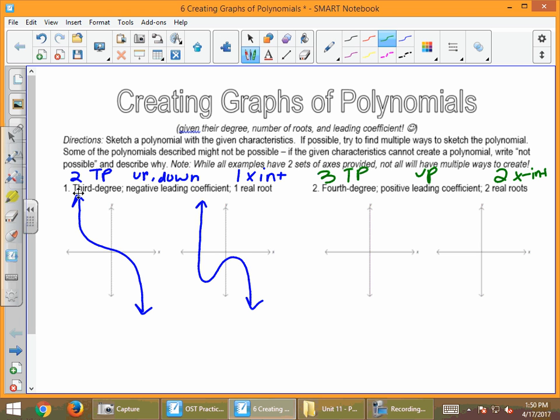Okay. Any idea how we can draw this one? How about this? Can I make a W? 3 turning points, 1, 2, 3. Touches twice. If it's a 4th degree, is it allowed to have less than 3 turning points? Yeah, it can't go over 3.